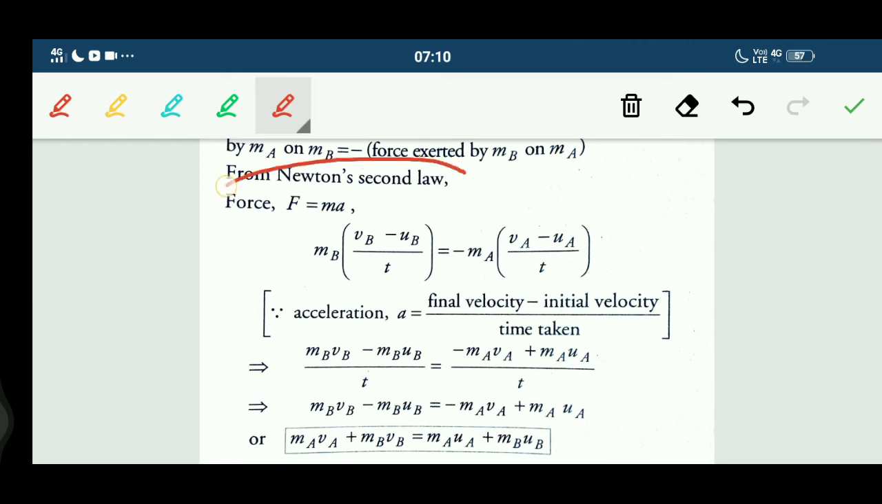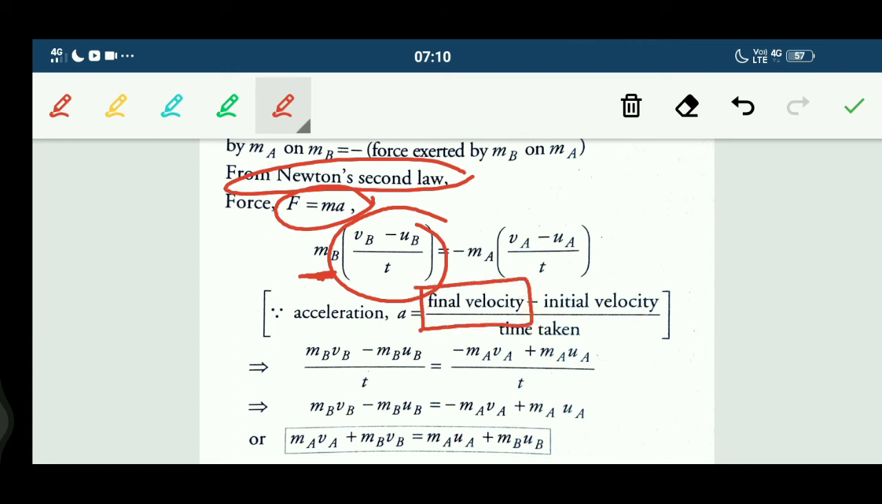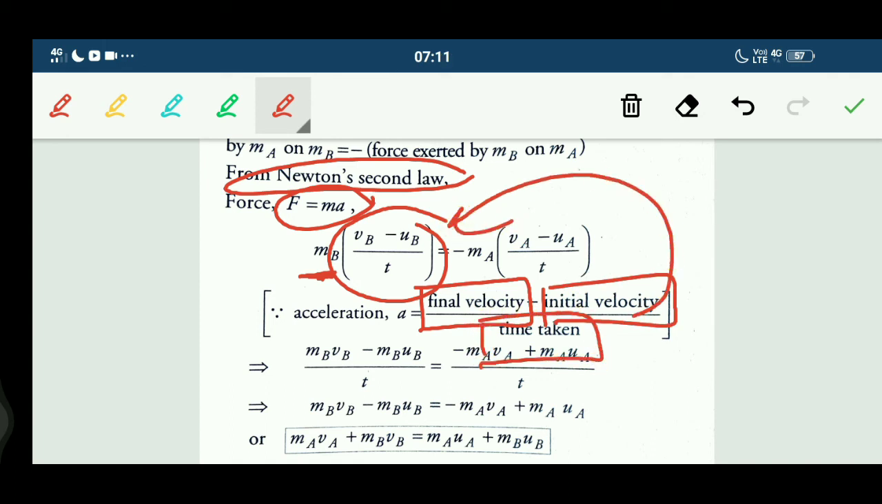So Newton's second law of motion says F is equal to MA. Fine children. So here F is equal to MA. This is M and this is acceleration. What is the formula for acceleration? Final velocity minus initial velocity upon time taken. This is what we have applied here. Fine children. So VB minus UB, because VB is the final velocity and initial velocity is UB for the body having the mass MB, and the time is t.